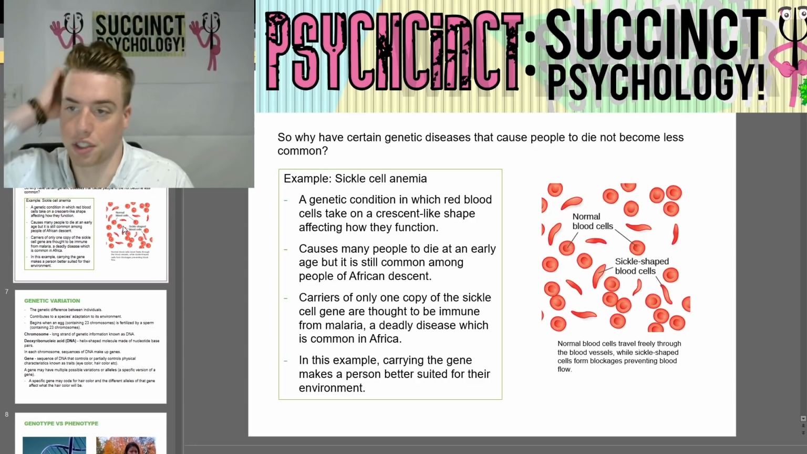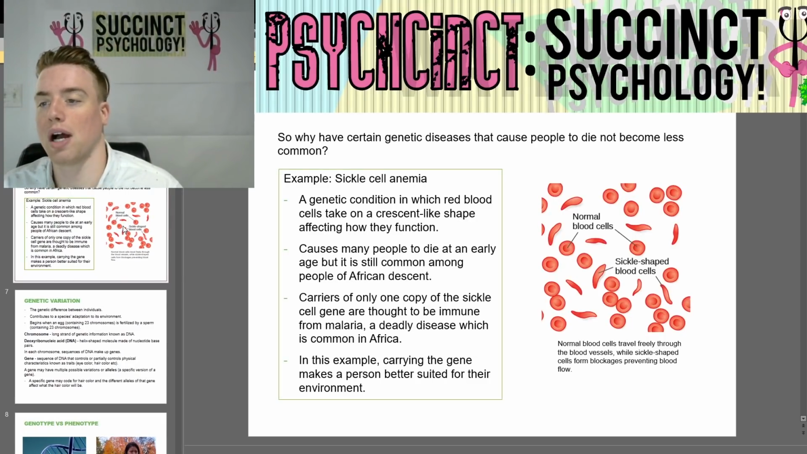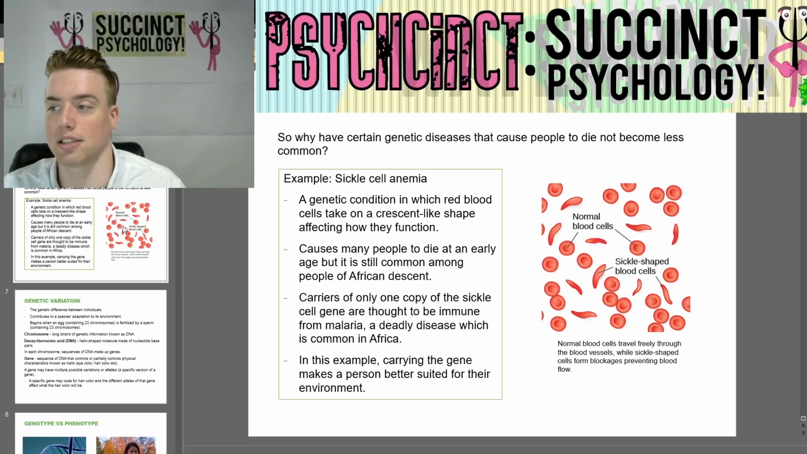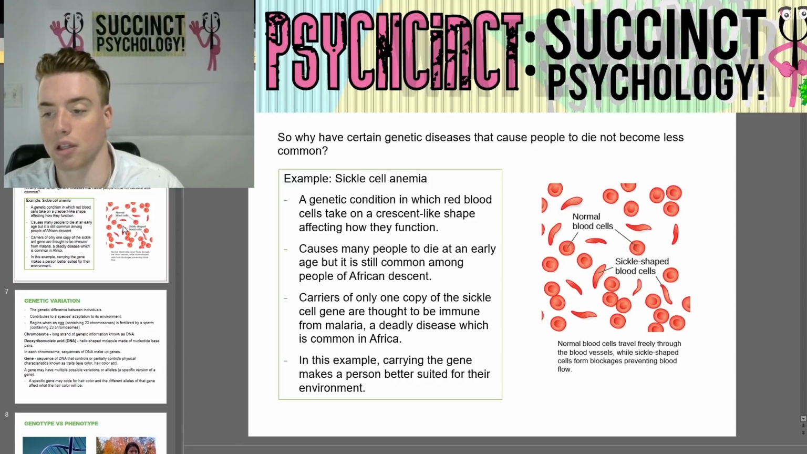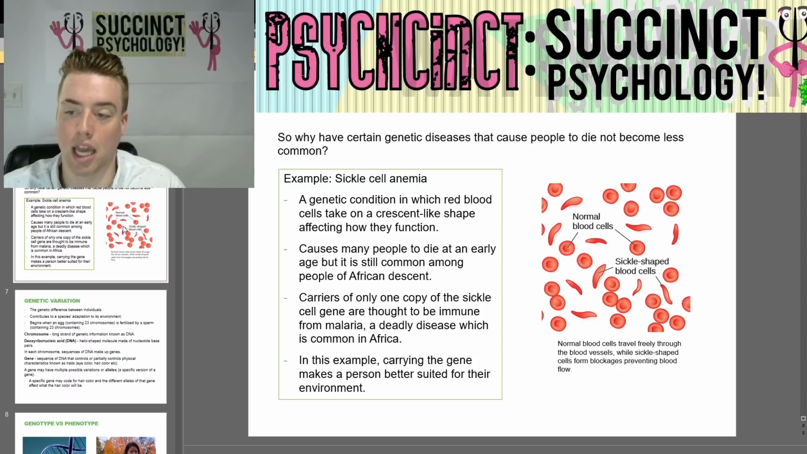Continuing with the theory of evolution, we have a little question here. Why have certain genetic diseases that cause people to die not become less common? For an example, we have sickle cell anemia. Sickle cell anemia is a genetic condition in which red blood cells take on a crescent-like shape, affecting how they function. This causes many people to die at an early age, but it is still common among people of African descent. Carriers of only one copy of the sickle cell gene are thought to be immune from malaria, a deadly disease which is common in Africa.